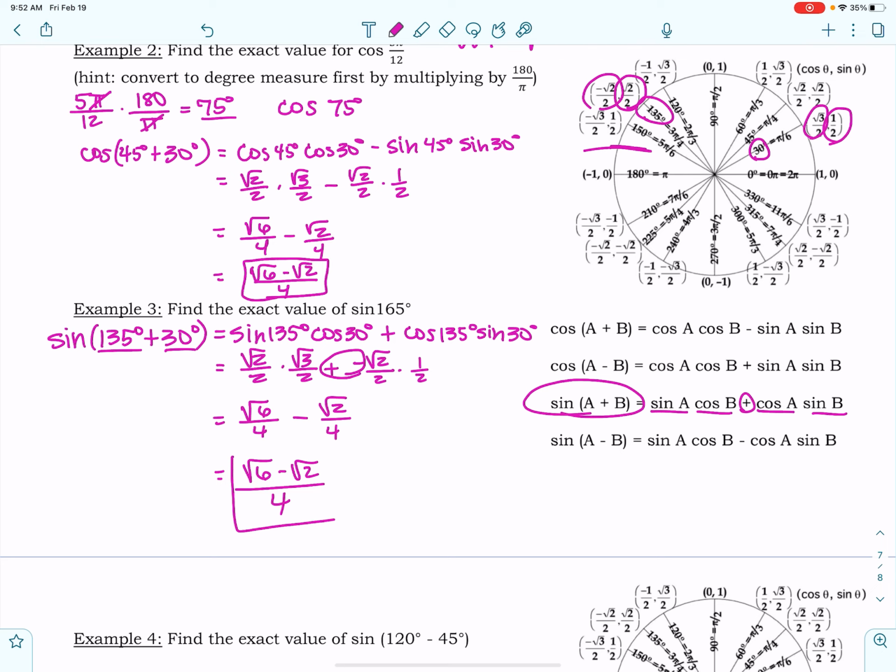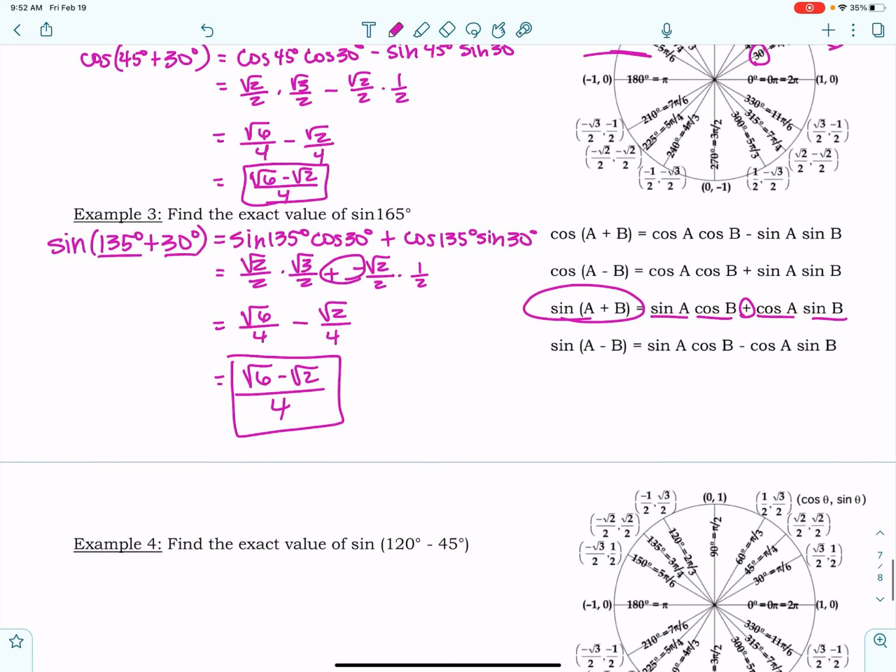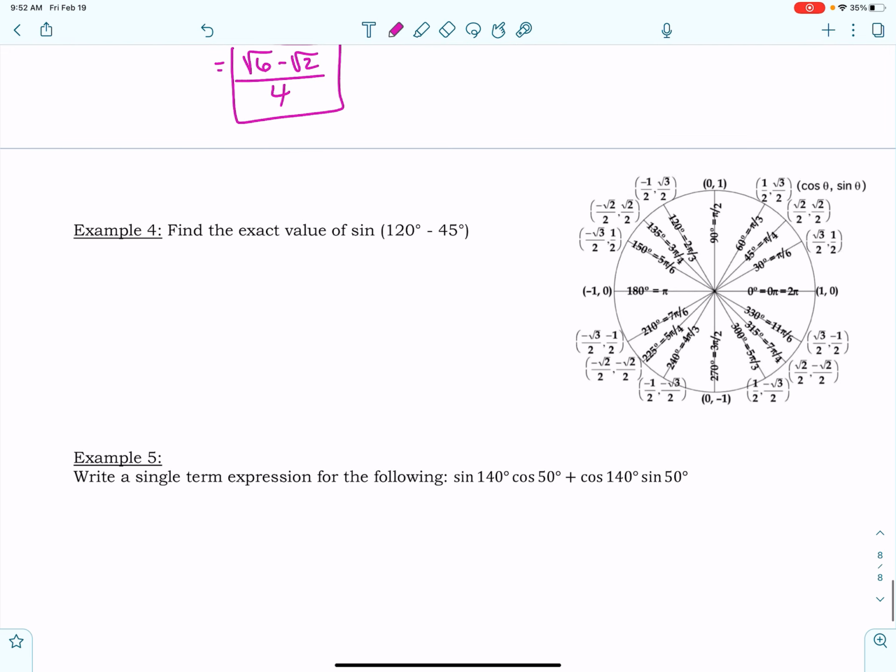Wow, Miss Griggs, that's the third time now on these examples we've gotten a combination of radical 6 and radical 2 over 4. It's almost like that always happens. Yes, it always happens, babies. All the time. You always should have some combination of radical 6 and radical 2 over 4. Sometimes they'll both be positive, sometimes they'll both be negative, sometimes one will be positive, one will be negative. But yeah, it always works that way.